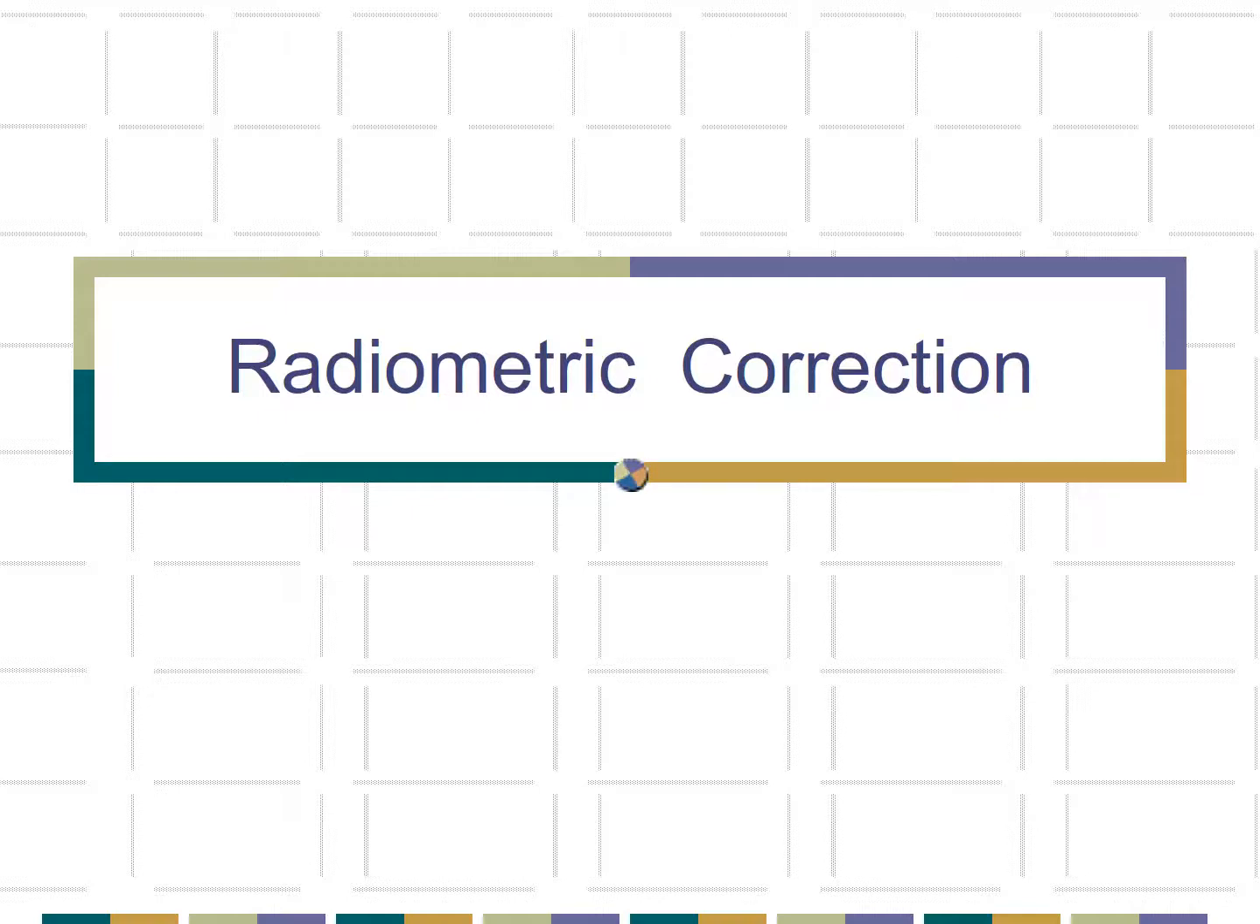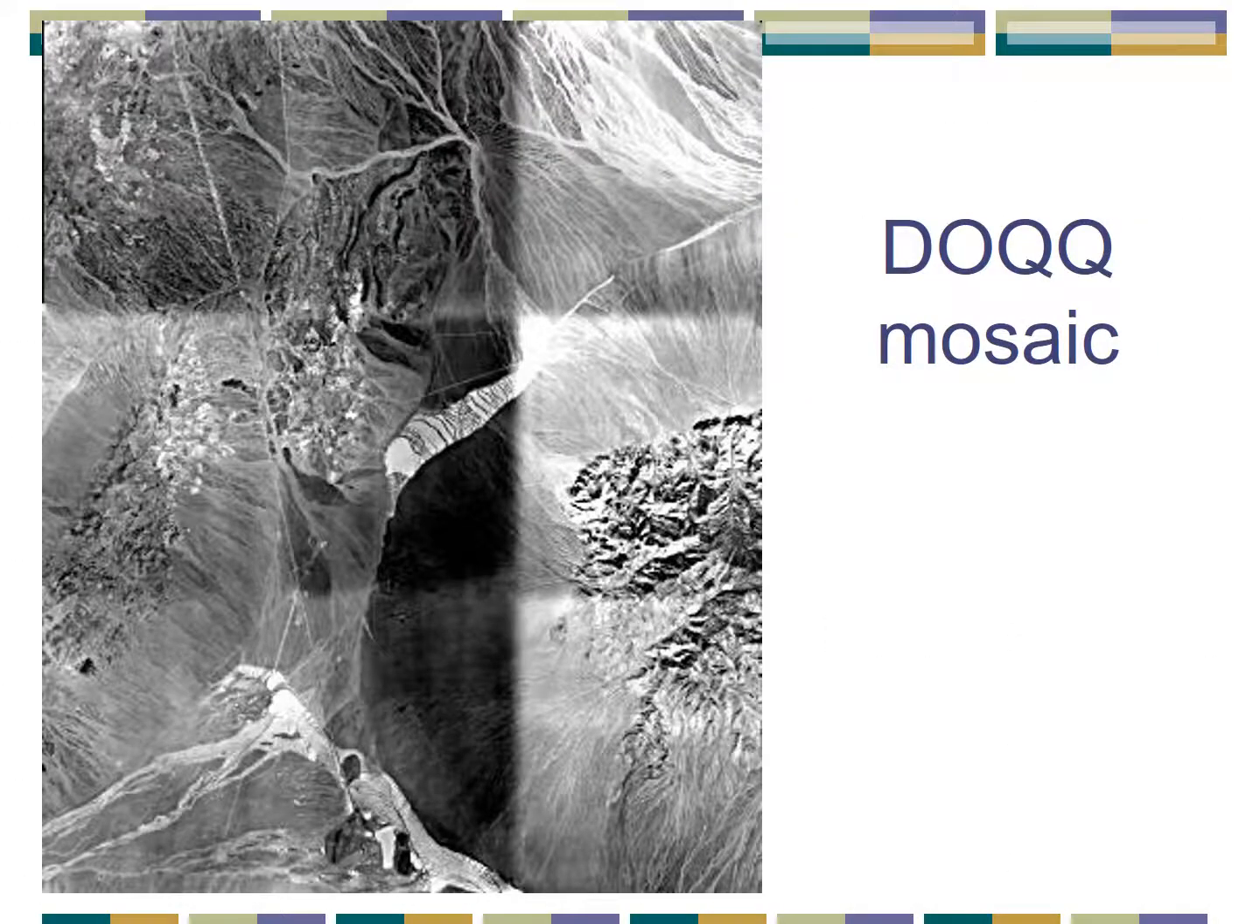Lots of different ways around it. But anyway, let's look at what we have here. So here we have a digital ortho quarter quad, a DOQQ mosaic. And that means that this picture was stitched together from multiple images that were collected. And you can see that some of them were clearly during the part of the day when the sun was brighter than others. Or some were collected on days that were more overcast than others.